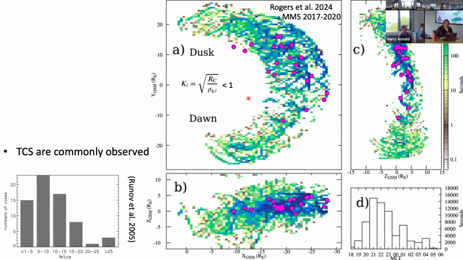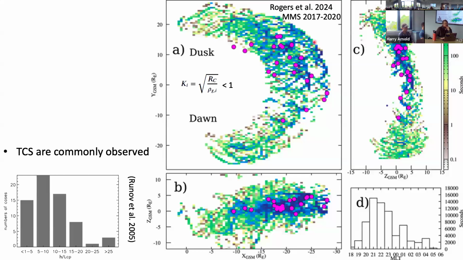This is from a different paper. This is Rogers et al. 2024, much more recent. Here they were looking at the time that MMS spent in thin current sheets in the XY or equatorial plane.